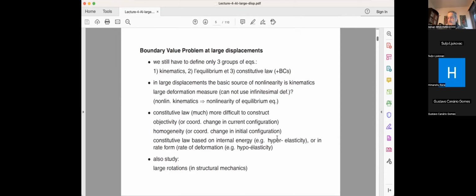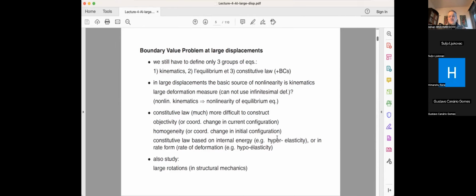Now, a subset of this large displacement for solid mechanics is also large displacement for structural mechanics. What is structural mechanics? Well, these are the solids that have a special form, such that, let's say, some dimensions are much smaller than the other ones. If you talk about a beam, the cross-section is much smaller than the length of the beam. If you talk about plates and shells, the thickness is much smaller than the middle plane, the middle surface.